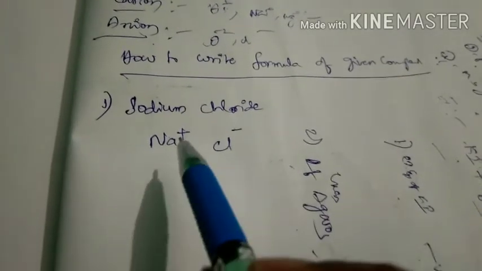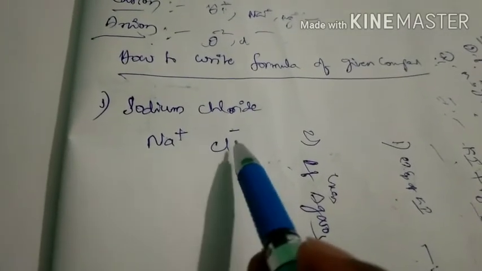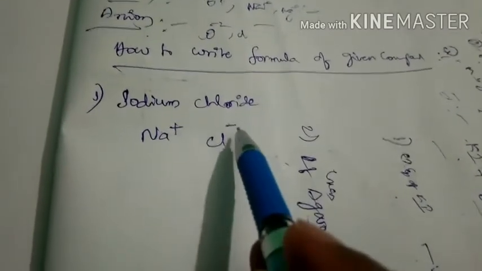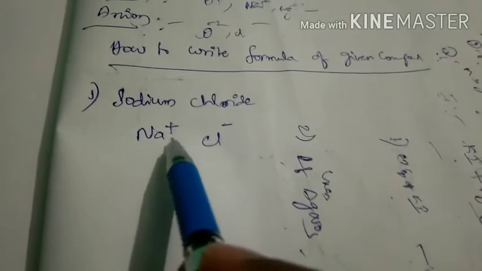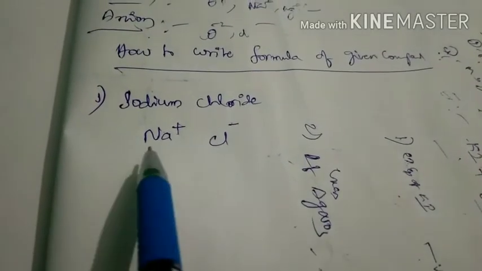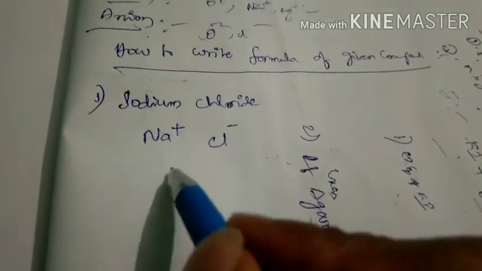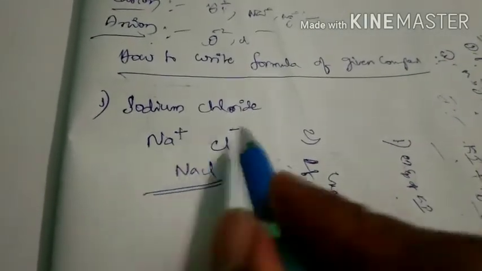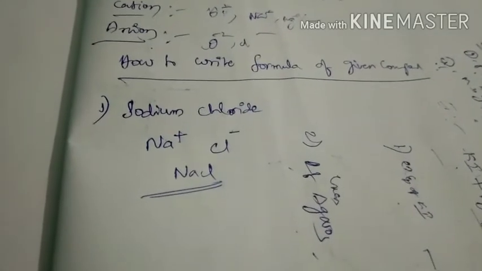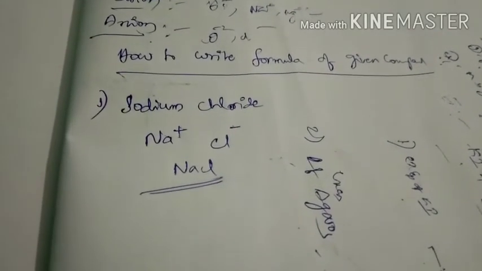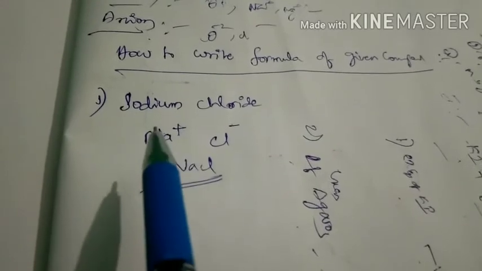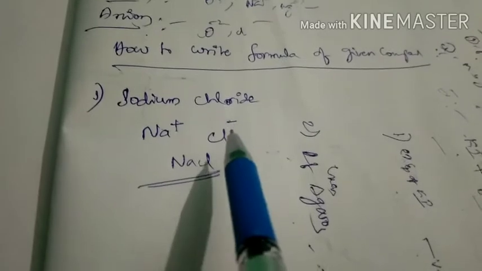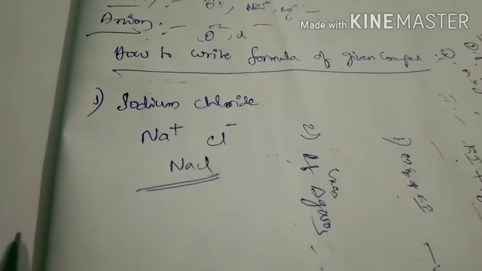And second step, a simple step. If the charges are equal, plus 1 and minus 1, then we can write the combined formula, that is NaCl. That's all. This is the formula of sodium chloride. First, below the name, we have to write their symbols. If the charges are the same, then we can write the combined formula.